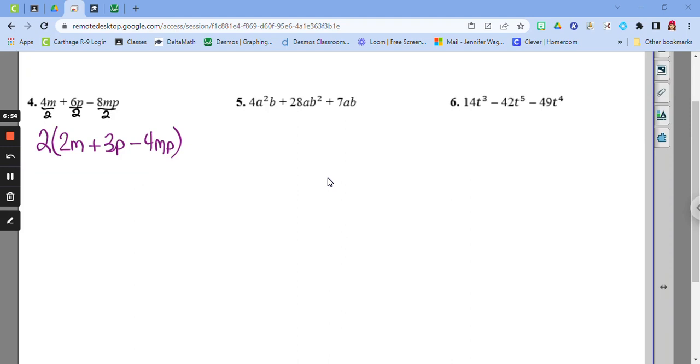All right, number 5. Can I divide 4, 28, and 7 by the same thing? 1 is it, so we're not going to worry about that. Do they all have an A? Yes. Okay. Do they all have a B? Okay. So that means I'm going to divide each of these by AB.